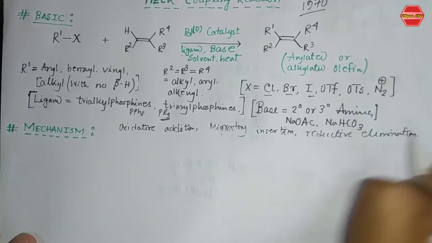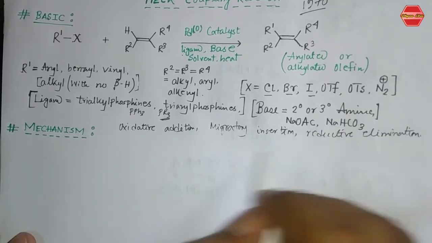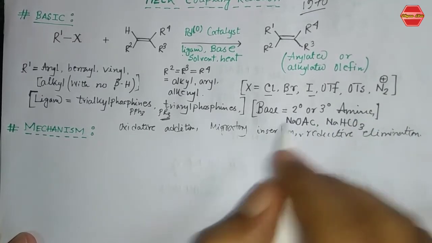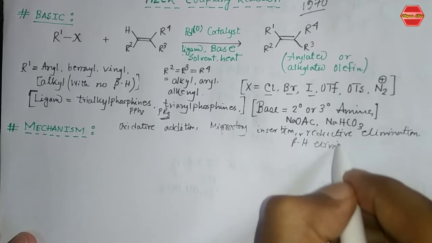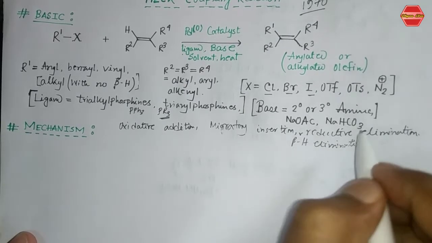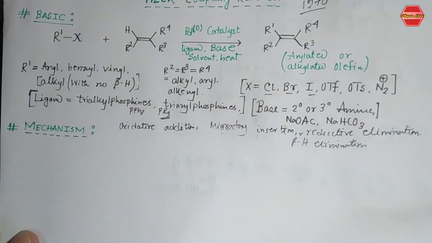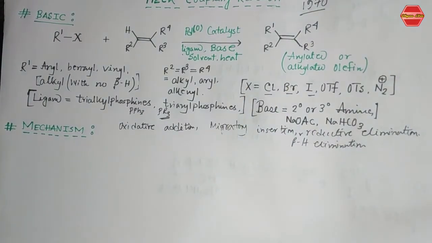Another point to be noted in this organometallic reaction is the beta hydride elimination. This is also a very important tool for the mechanism of this reaction. So let us start the first mechanism.